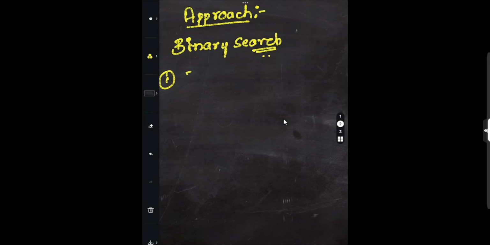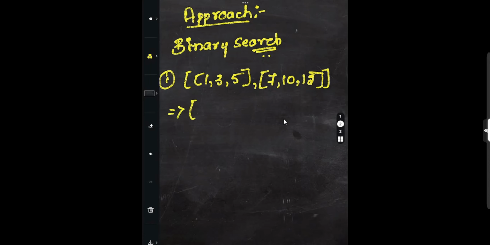Suppose I consider this example: 1, 3, 5, followed by 7, 10, and some random number I am giving, say 12. This has to be sorted, right? So this is fine. This can be viewed as a single array: 1, 3, 5, 7, 10, 12. So this is the concept of the flattened matrix. This is the first step, and let's move on with the second step, the binary search.